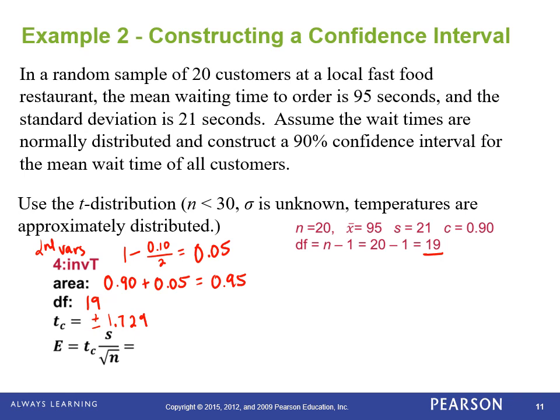So we're going to have our 1.729 times our S, which was 21, over the square root of our N, which was 20. If we plug that into the calculator and round it to 1 decimal place, we get about 8.1. So that's our margin of error.